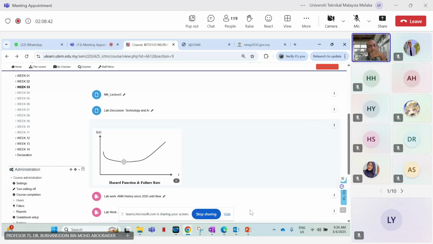Same like you are young, you are healthy, you are strong. But when you get older, a lot of diseases will come, for example diabetes, blood pressure, and then heart problems and so on. So the risk shoots up until they die. Okay, so this for humans, we call it a bathtub curve or life curve, right?